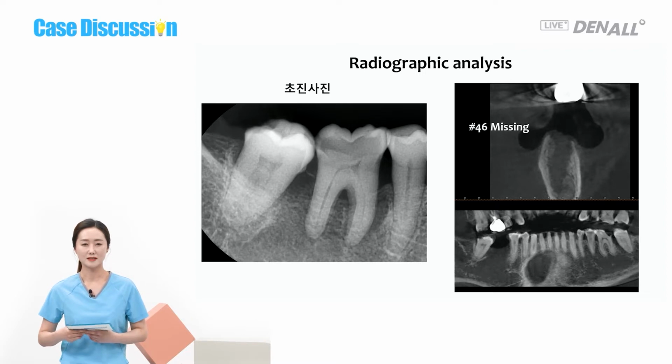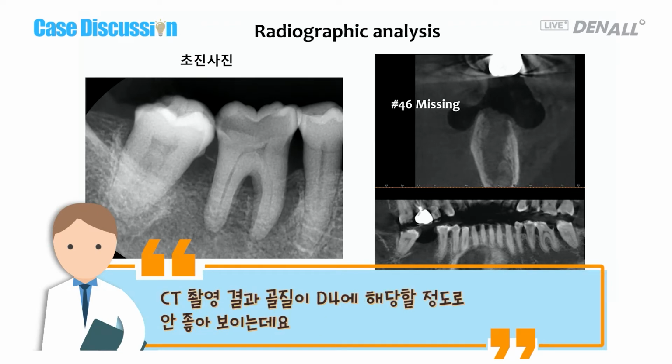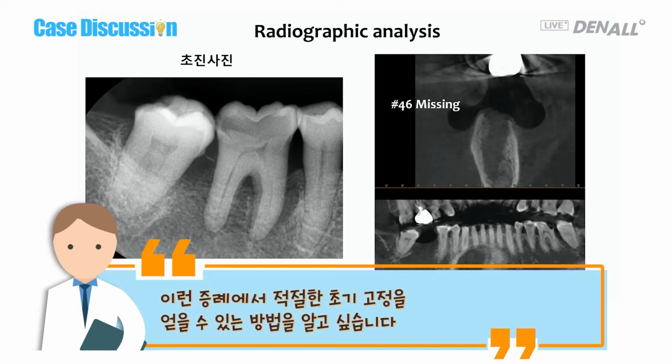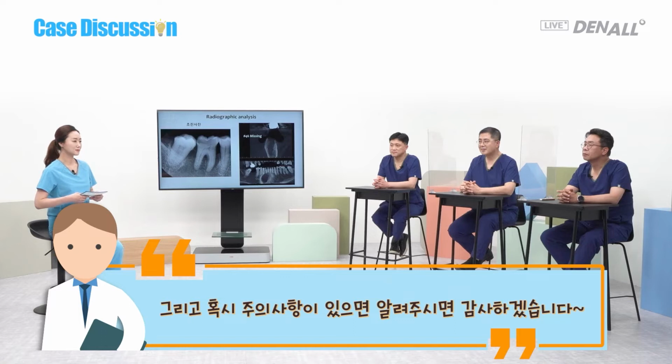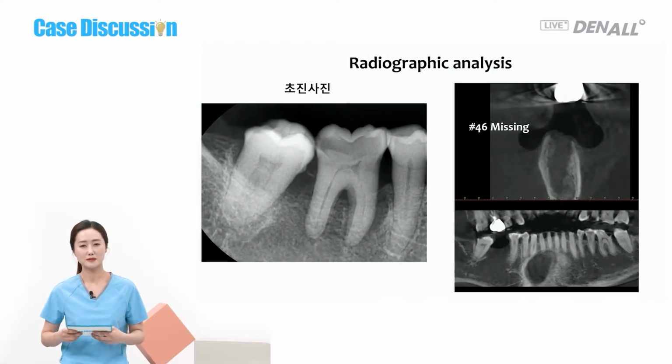Let's look at the case. A 79-year-old female patient, no systemic disease. At the lower right posterior, number 46, an implant is planned under insurance. On the CT image, the bone quality is D4, very poor. How can I get proper initial stability in this case? Are there any precautions that I need to take? So that is the story from a dentist. On the X-ray, the bone density at number 46 looks very low. To avoid failure, what do I need to do? What do you think?